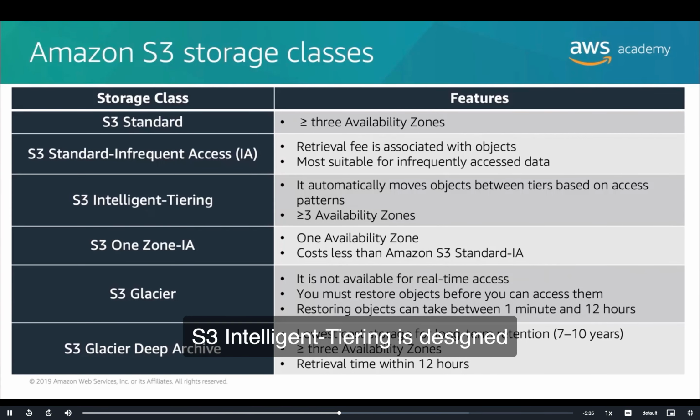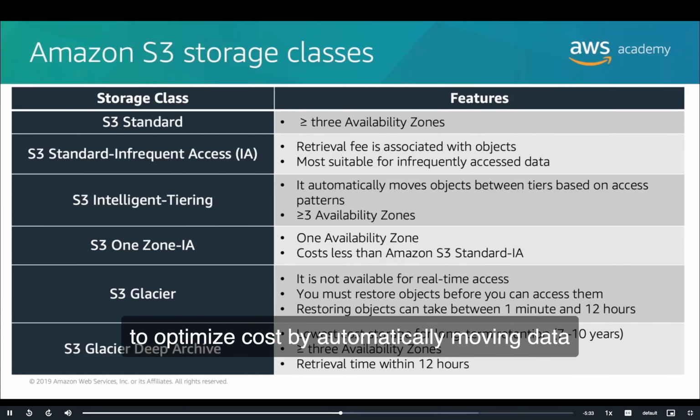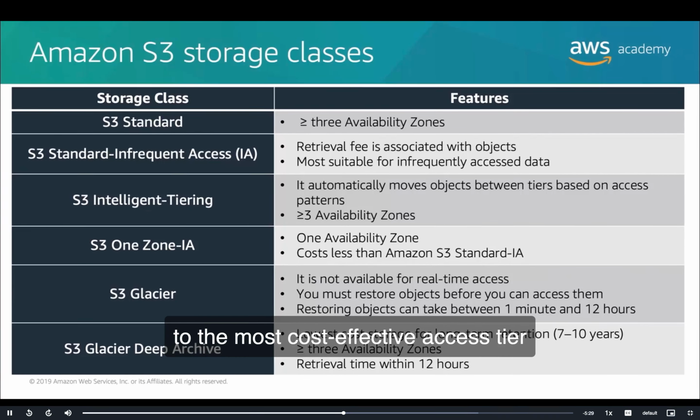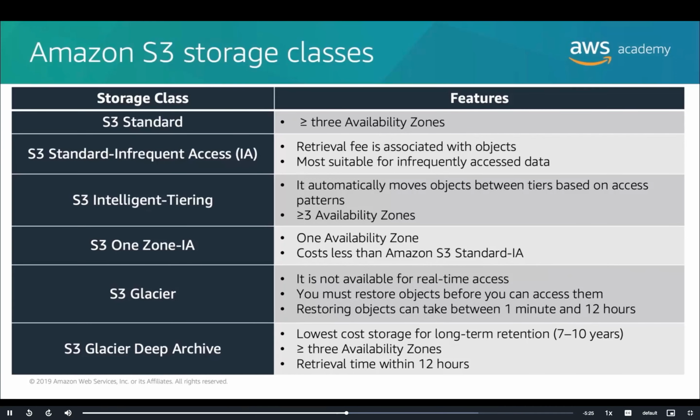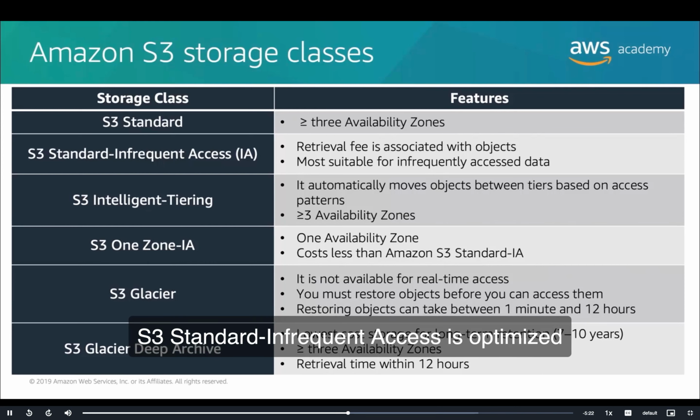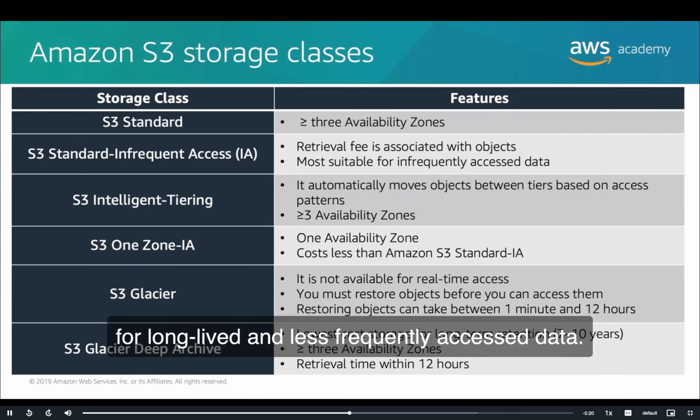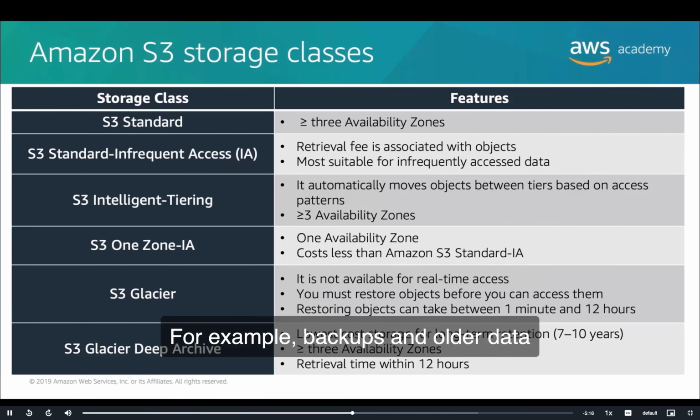S3 Intelligent-Tiering is designed to optimize cost by automatically moving data to the most cost-effective access tier without impacting performance or operational costs. S3 Standard Infrequent Access is optimized for long-lived and less frequently accessed data. For example, backups and older data that are accessed less frequently, but still require high performance.